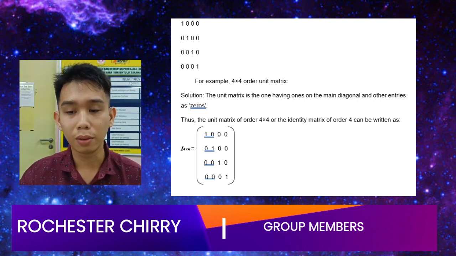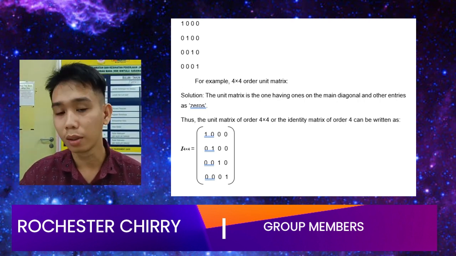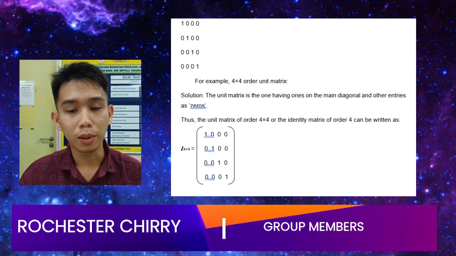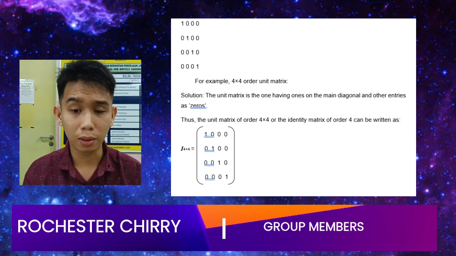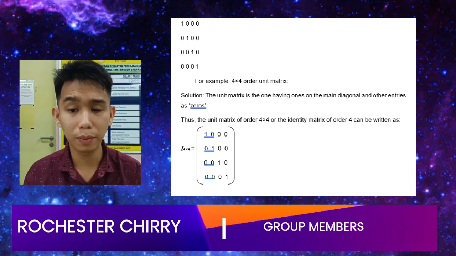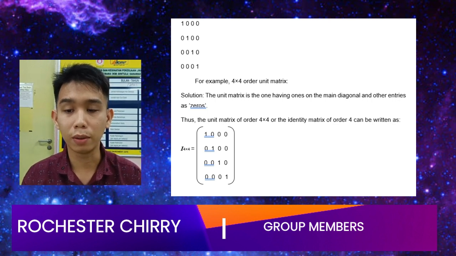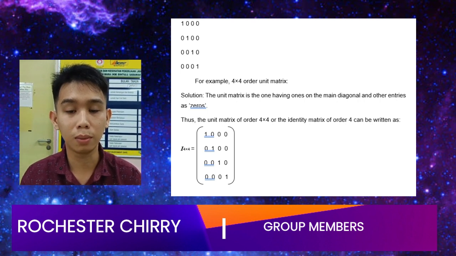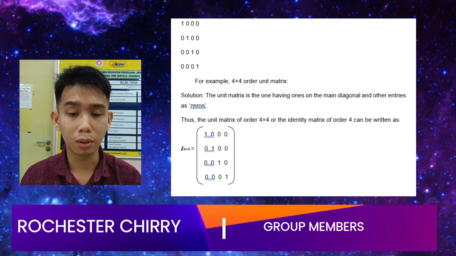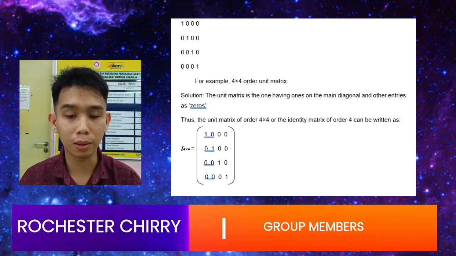For example, the unit matrix is the one having ones on the main diagonal and other entries as zeros. Thus, the unit matrix of order 4, or identity matrix of order 4, can be written as row 1: 1 0 0 0, row 2: 0 1 0 0, row 3: 0 0 1 0, and row 4: 0 0 0 1.